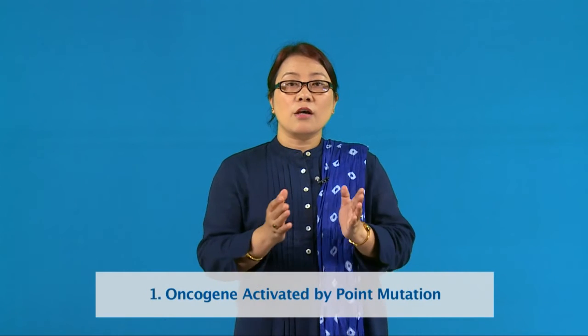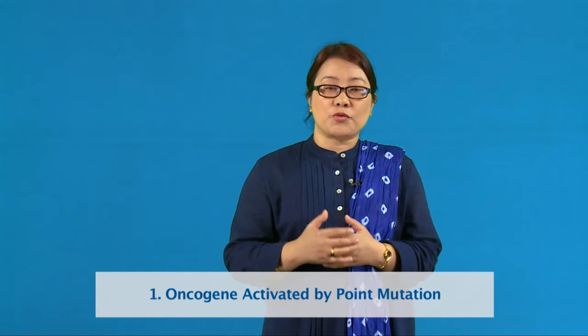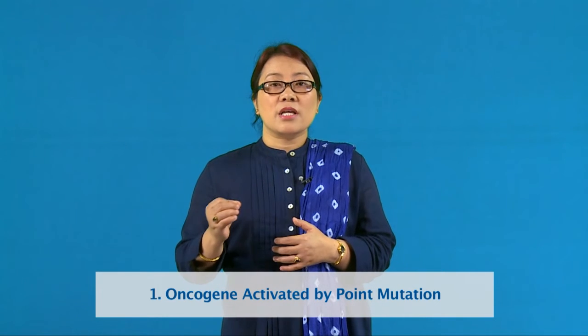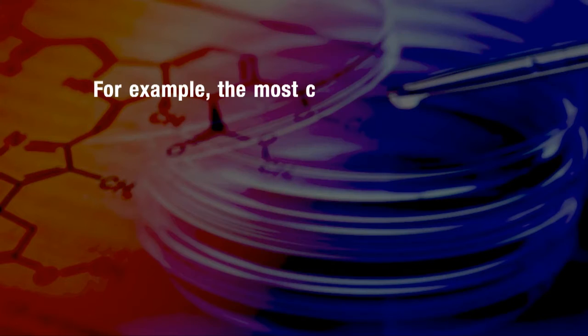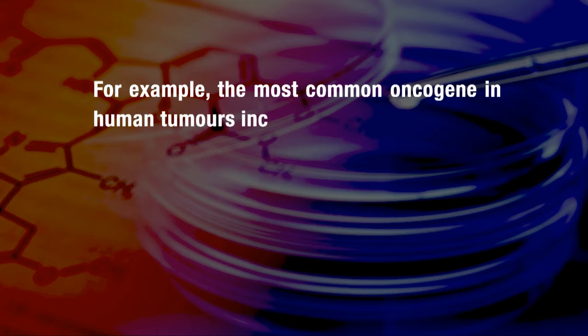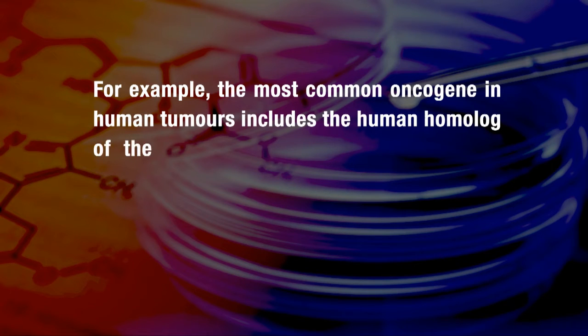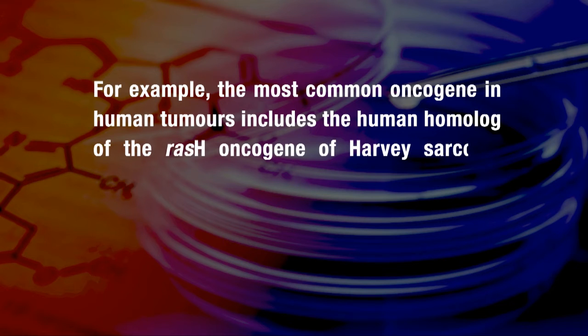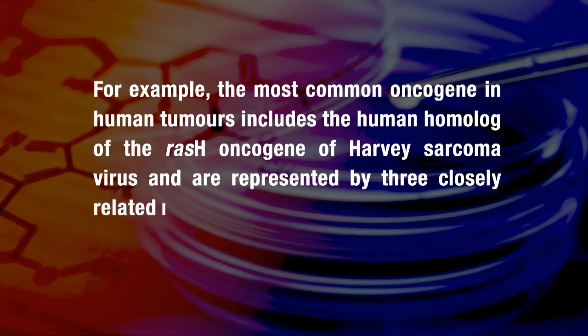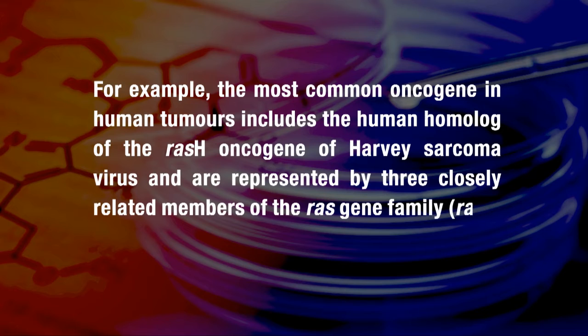First, let us see the oncogene activated by point mutation. Some of these human oncogenes are homologs of retroviral oncogenes, while many other new oncogenes were discovered in human cancers. For example, the most common oncogene in human tumors includes the human homolog of the RAS-H oncogene of Harvey sarcoma virus and are represented by three closely related members of the RAS gene family, that is RAS-H, RAS-K and RAS-N.